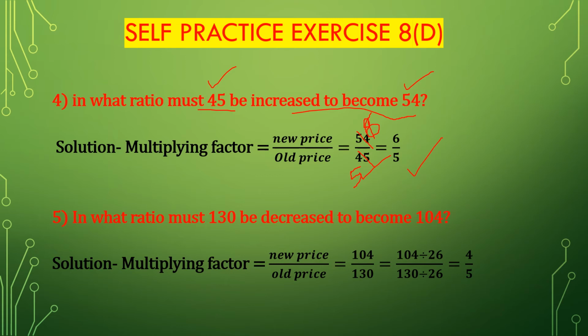Number 5. In what ratio must 130 be decreased to become 104? Here we have to find out the multiplying factor. Here the price is decreased to become 104. So the new price is 104 and the old price, before, was 130. So new price divided by old price is 104 divided by 130.